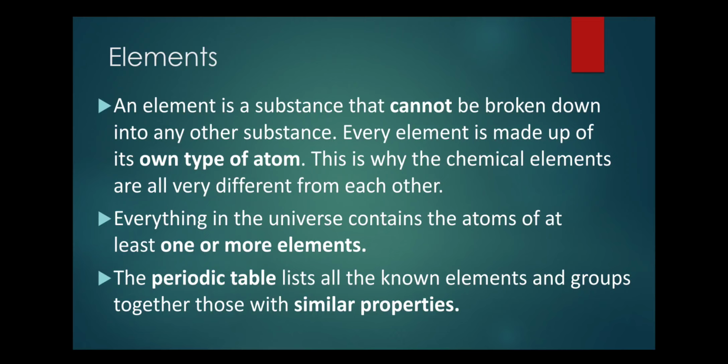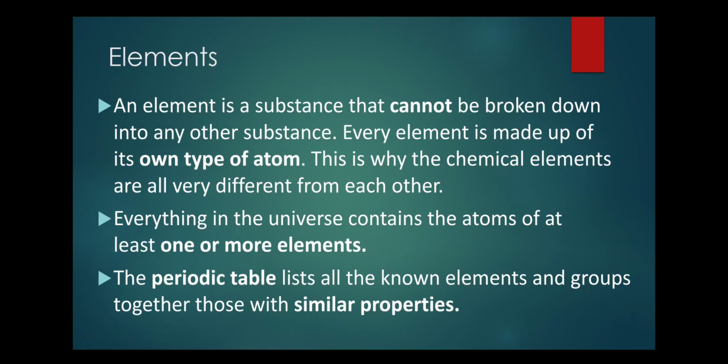An element is a substance that cannot be broken down into any other substance. Every element is made up of its own type of atom. This is why the chemical elements are all very different from each other. Everything in the universe contains the atoms of at least one or more elements. The periodic table lists all the known elements and groups together those with similar properties.